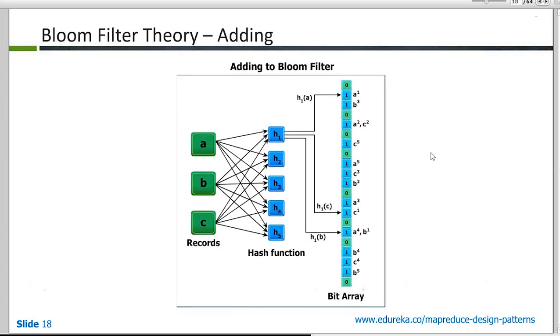Now, as you can see, there can be collisions. In this place, both A and C were hashed by the hash function H2 into the same place. That's not a problem. We'll see why that is not a problem.